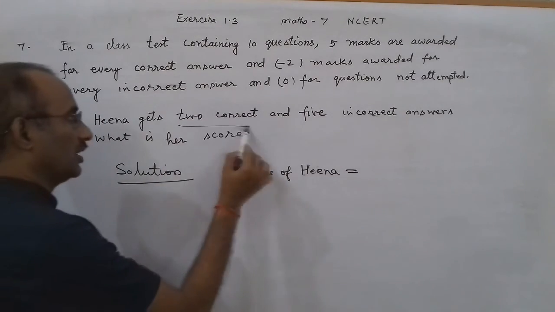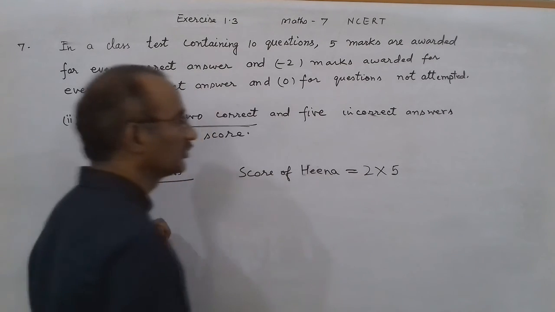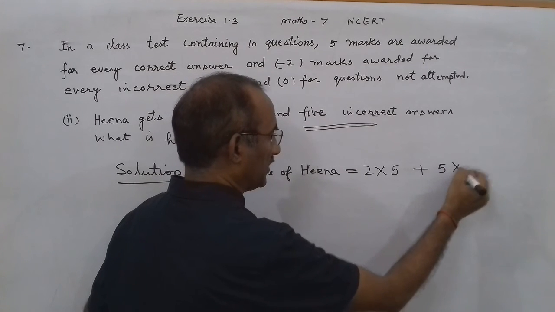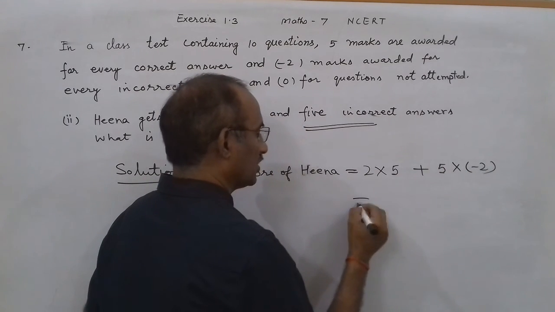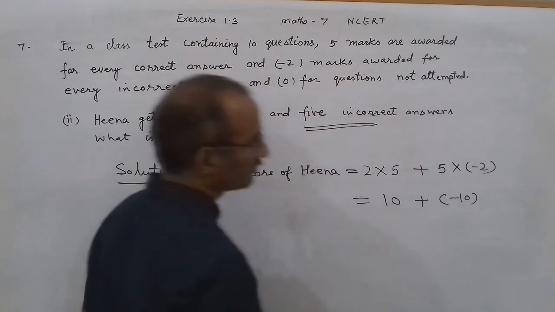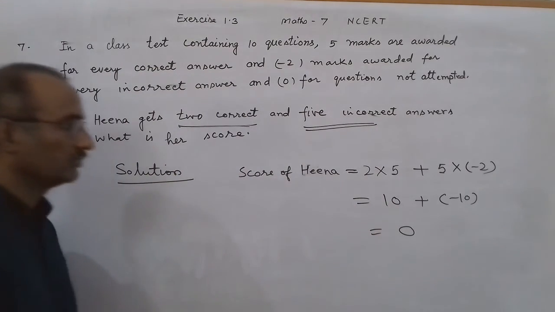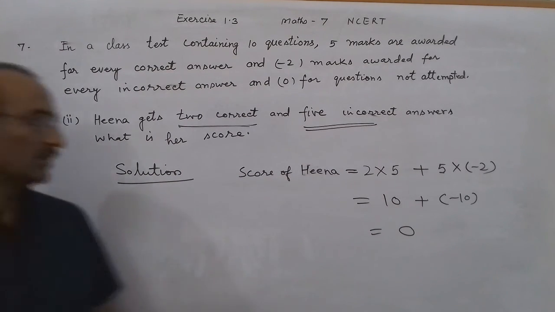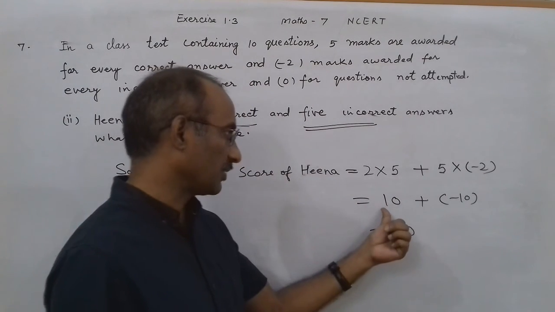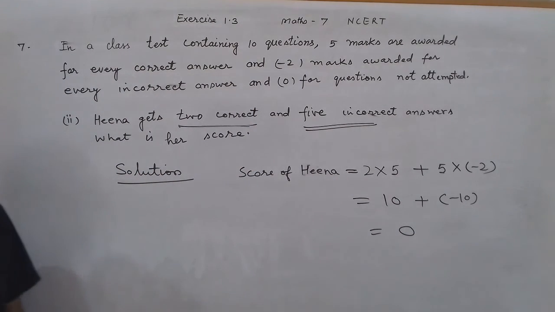Hina gets 2 correct. So 2 is multiplied with 5. 5 incorrect. So 5 is multiplied with -2. So here we get 10 plus -10. The score of Hina will be 0, because this is a positive integer and this is a negative integer. 10 subtracted from 10, so we get 0. So 0 is the score of Hina.